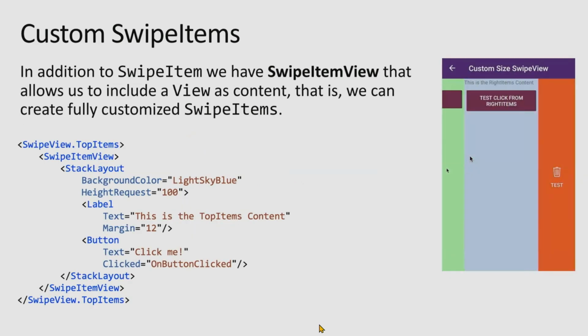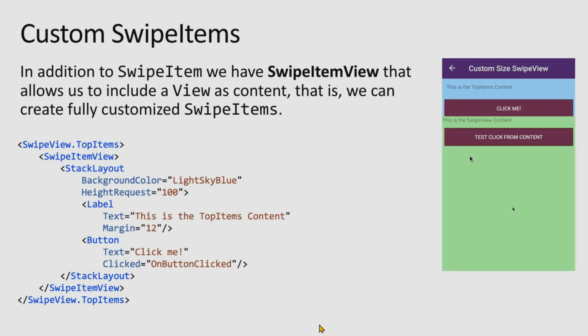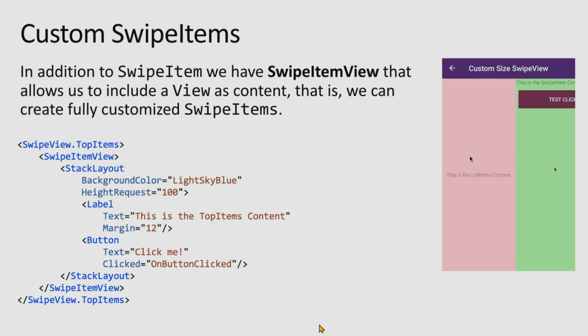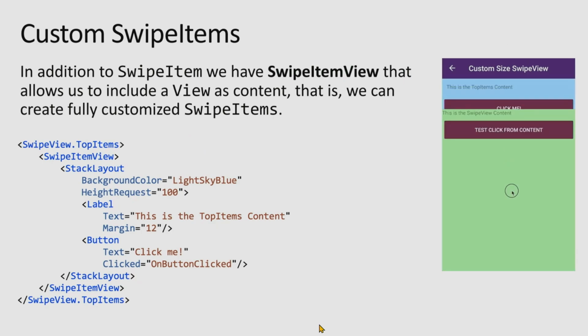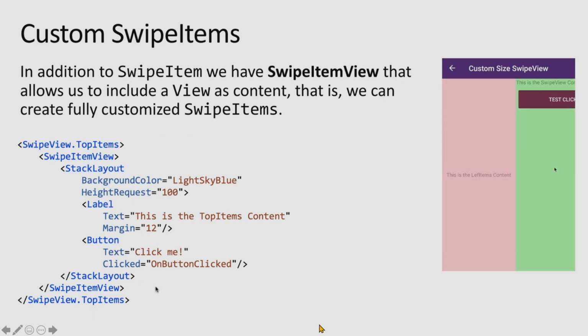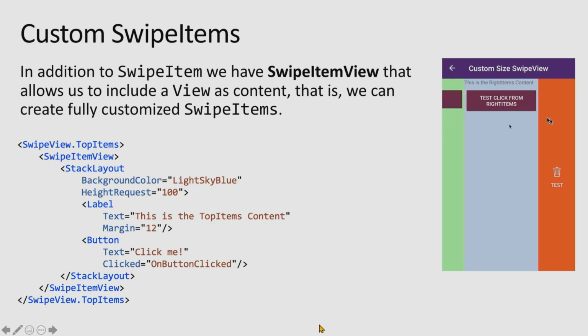Last thing: the swipe items we have seen before are very basic and allow you to customize a little bit the background color. You can set the icon, you can set the text, but what if you want custom content inside any of the items? Well, we also introduced another swipe item called the swipe item view that allows any kind of view, so any kind of content inside it. So you can create custom content inside any of the swipe items.